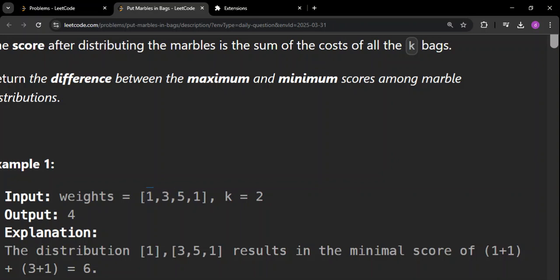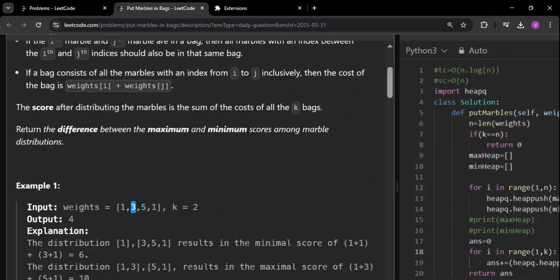The idea here is, let's say I'm putting the marble at index number 0 and the one at index number 2, these two things, in a bag. If you put these two things in a bag, then all the marbles which are in between them should also go to the same bag. That's what they are trying to mention in this question.